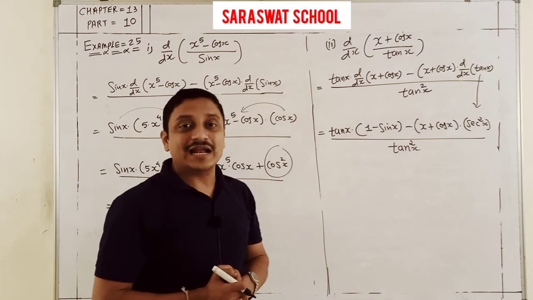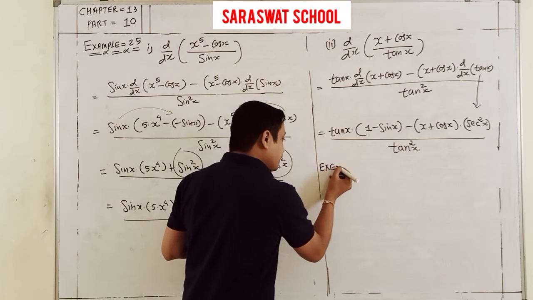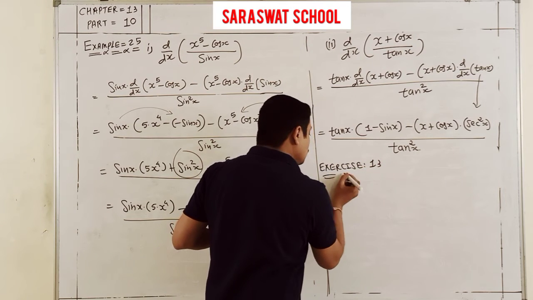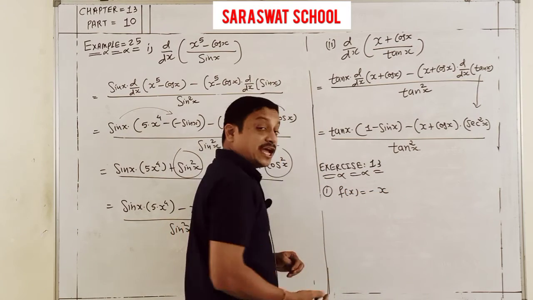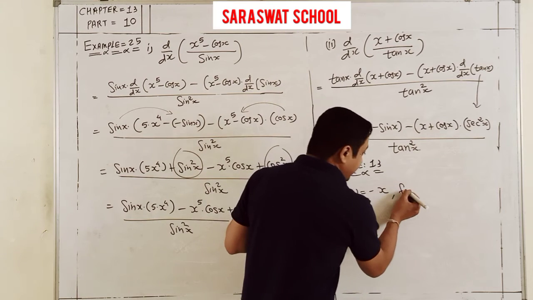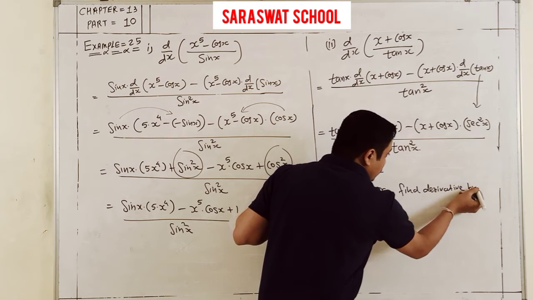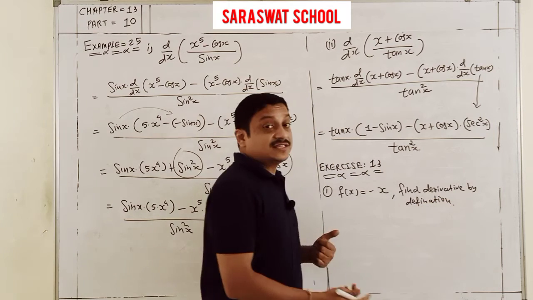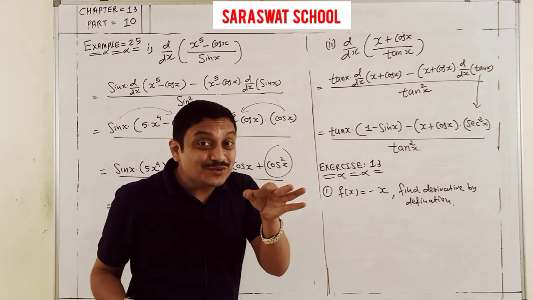Now students, I will start miscellaneous exercise 13. Exercise 13, first question: solve by definition, f(x) is equal to minus x. Find the derivative by definition. So very easy, the derivative of x is known to you as 1, your answer is minus 1, but I will go by the definition.